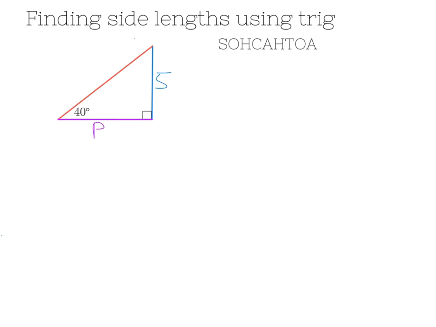To find the side length P, we mark in the side lengths. Opposite the angle is 5 and adjacent the angle is P. Since we're using O and A, we're using tan. Tan of 40 degrees is O on A, where O was 5 and A was P.